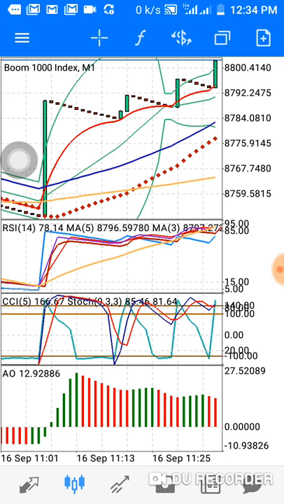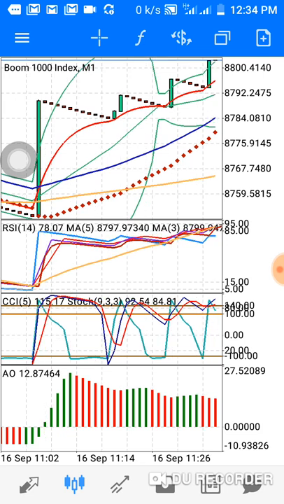You can see another one just came up again. You see it coming up and up and up like that. So it shows that the spike is on uptrend. You apply this indicator for both boom and crash, either boom 1000 or boom 500 or crash 1000 or crash 500, and you apply the same principle for all of them.